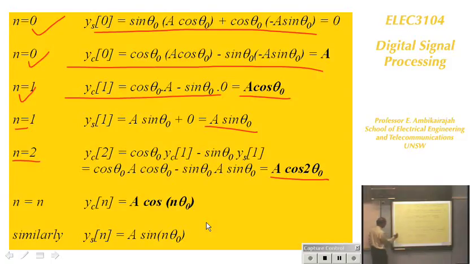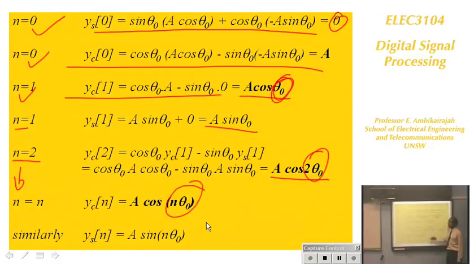N equal to n, if you continue this, you can see cos theta naught started with cos 0, then cos theta naught, cos 2 theta naught, so it will end up with cos n theta naught. Similarly, you can show it with sin n theta naught. So by iterating like this, with a few values, you can say it is sine and cosine.